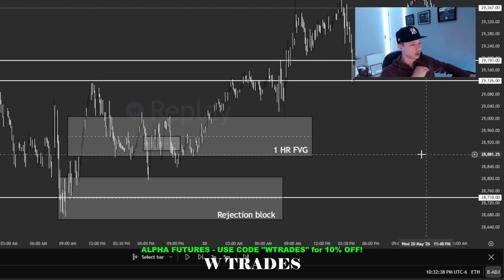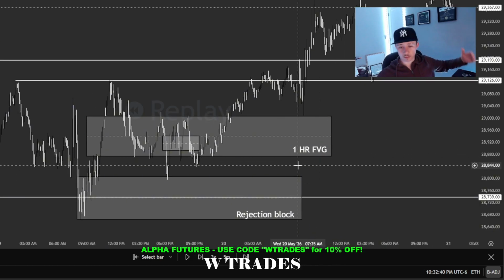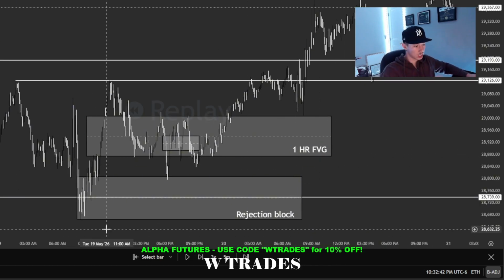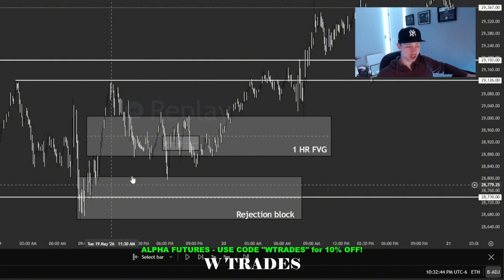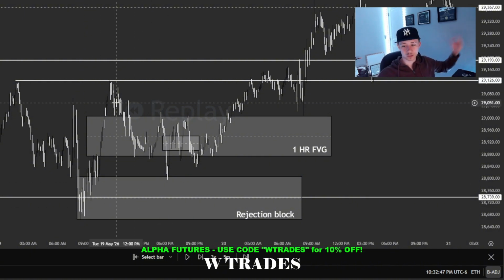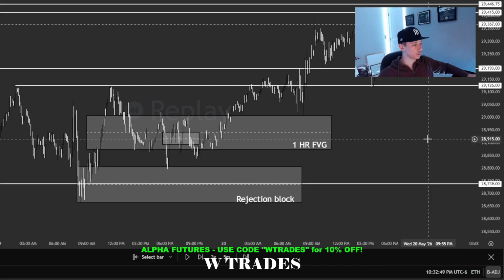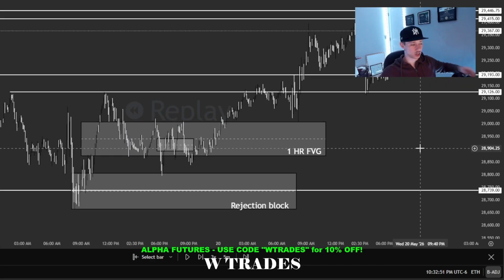So you can go off there based off, okay, if we're rejecting off a 1 hour fair value gap, we have this rejection block here and we just swept liquidity, chances are we're going to be pushing up to the buy side liquidity, right? So you can put your confluence together and show based off of that.